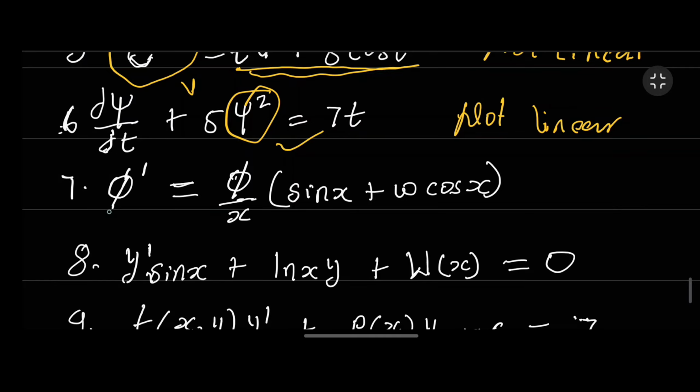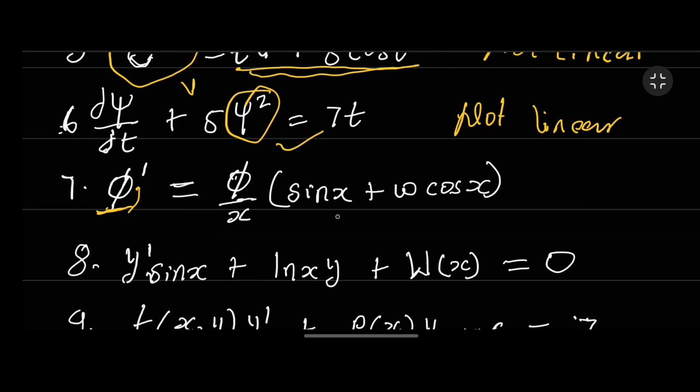Okay, this is another one. The dependent variable, always focus on the dependent variables, not the independent variable. They don't contribute anything. The dependent variable here is phi, and phi has a derivative, and that derivative has an exponent of 1. Phi itself also has an exponent of 1 in the whole equation. So we conclude that it is linear.